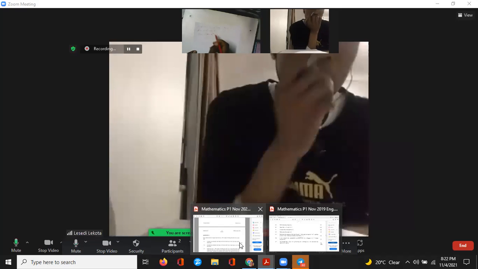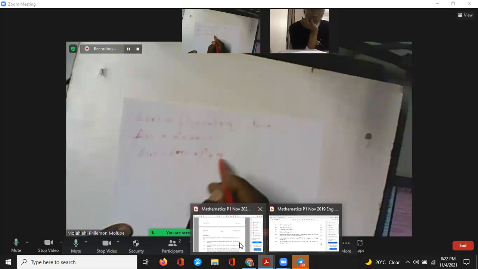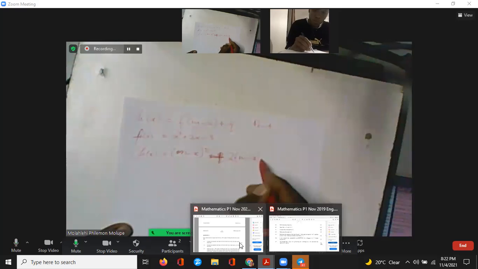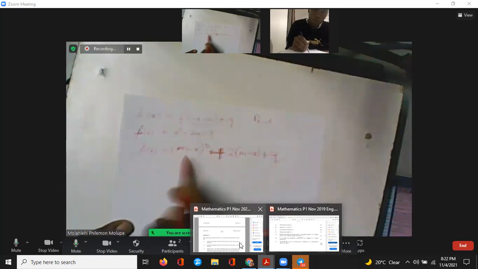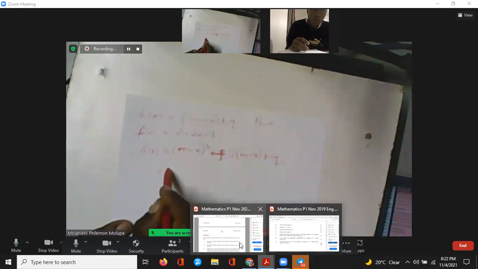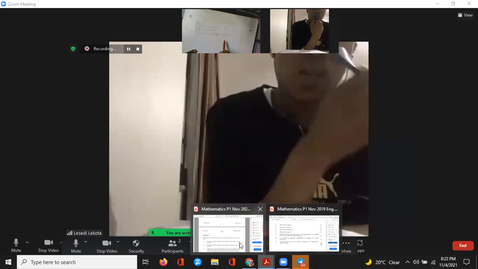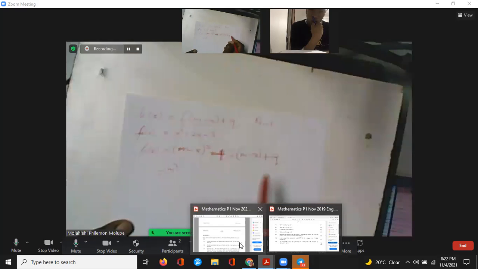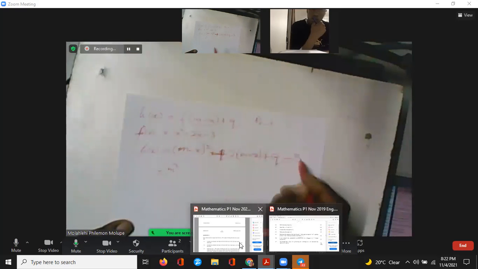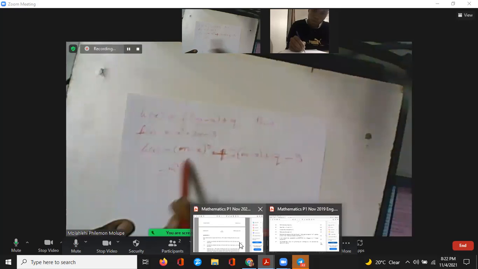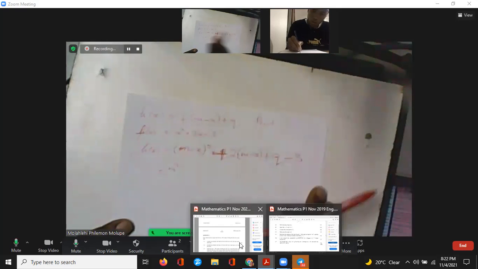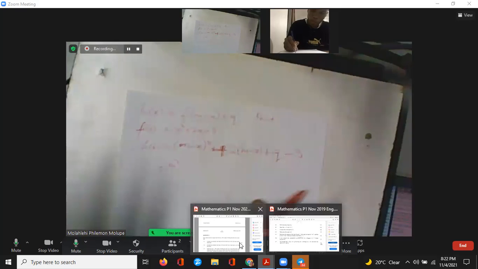Then I also calculate the quadratic: plus 2 into (m minus x), then plus q. And then (m minus x) squared minus 3. Then get rid of the brackets. From here, get rid of the brackets, then you'll get the simplified version of h at x.